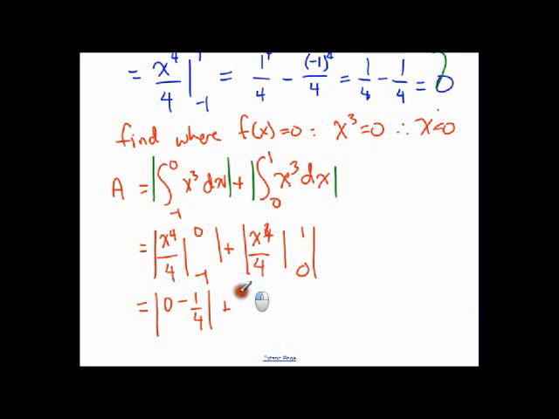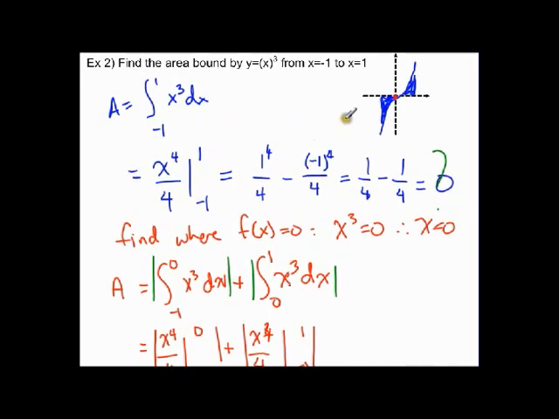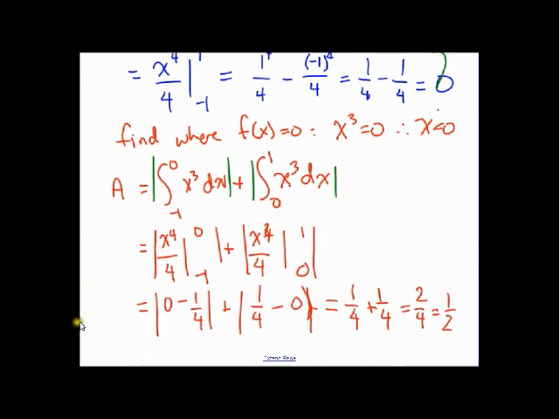Okay, so plus, I'm going to plug in the upper bound, 1 over 4, subtract, plugging in the lower bound. So this gives us the absolute value of -1 over 4, which is 1 over 4, plus 1 over 4, which is 2 over 4, or 1/2. So what that means is that the amount that's actually shaded in here is 1/2 unit squared. Okay, and that's all.